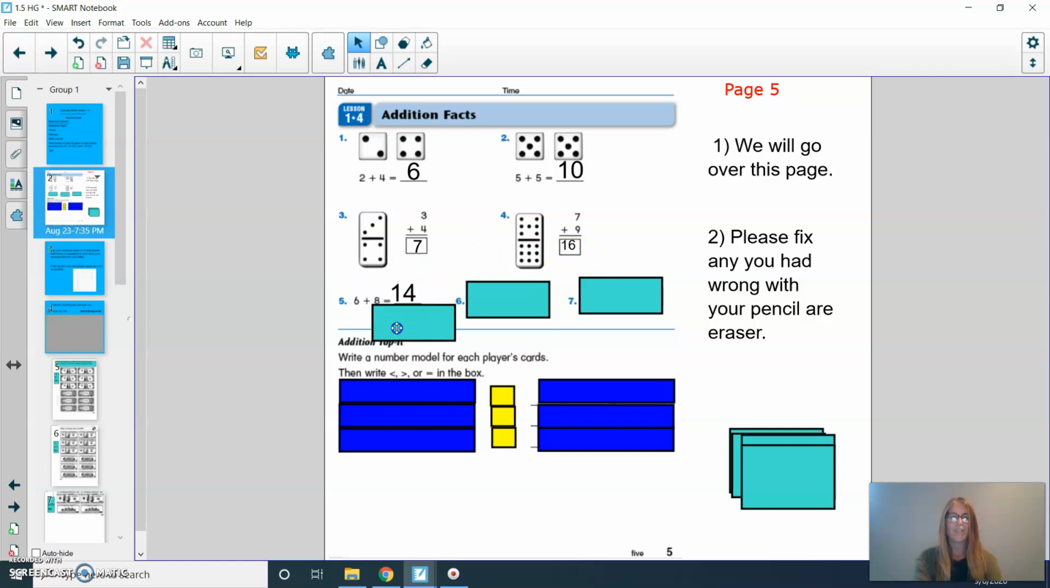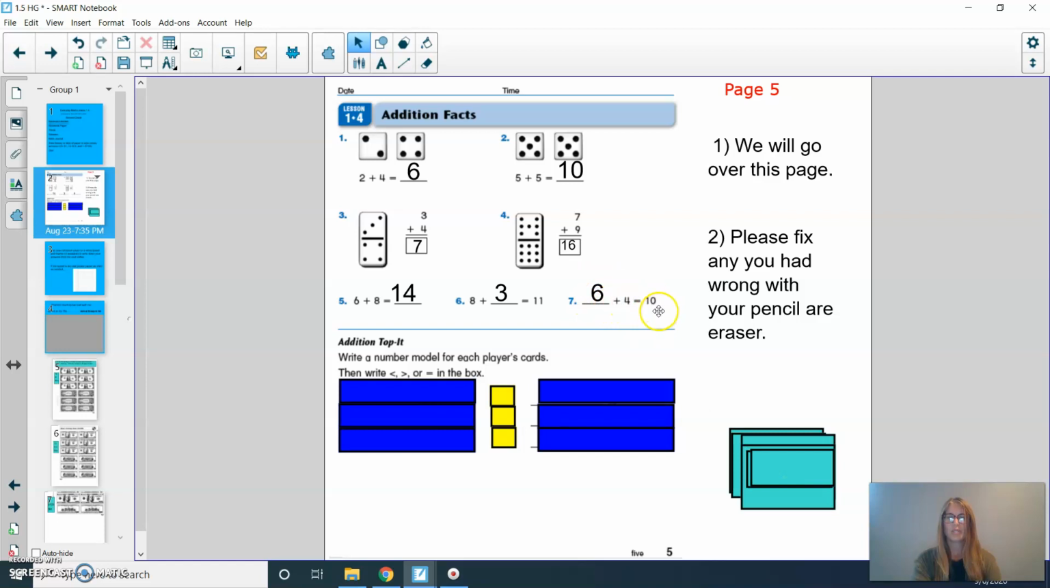For number 5, we did not have dice or dominoes, we just had the addition fact 6 plus 8, and you should have had equal to 14. If you have a number grid, you could use a number grid or a number line for these as well. For number 6, I know that if I had 8 and I add 3 more, I would get to 11. So 8 plus 3 is equal to 11. And for number 7, 6 plus 4 is equal to 10. If I only had 4, I would need 6 more in order to get it to 10.